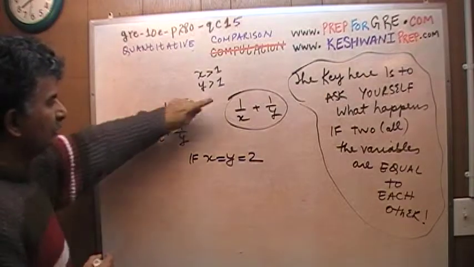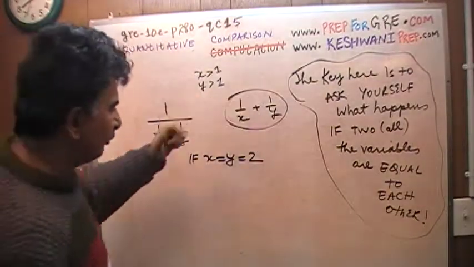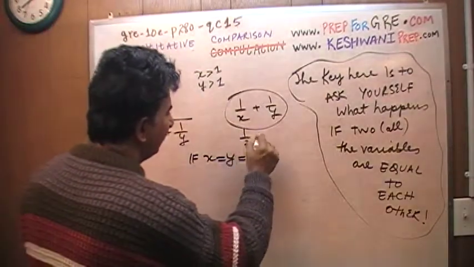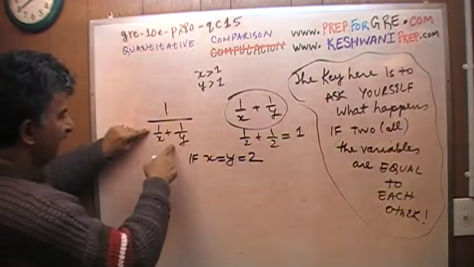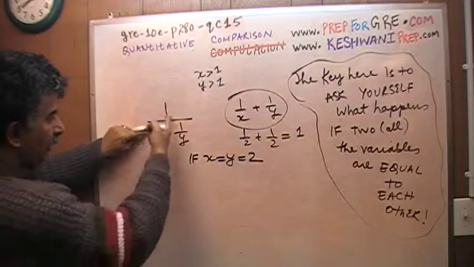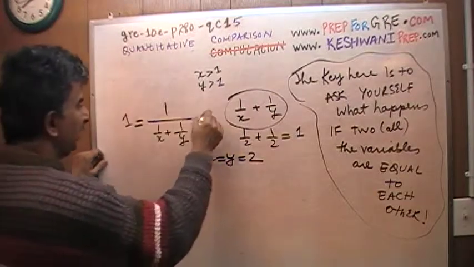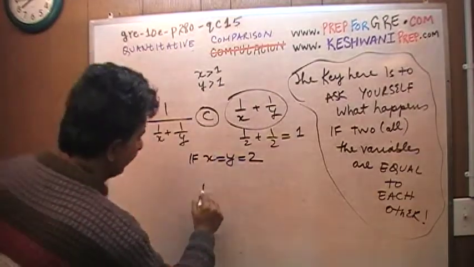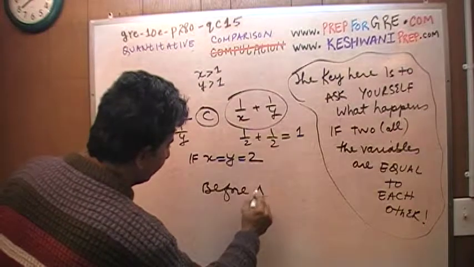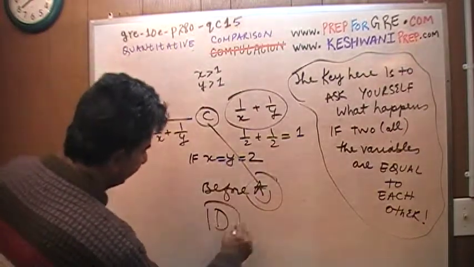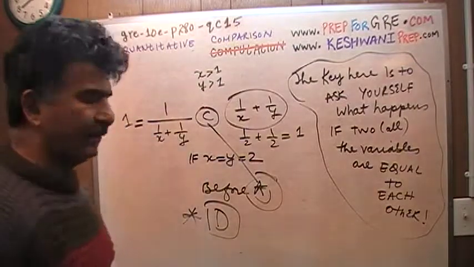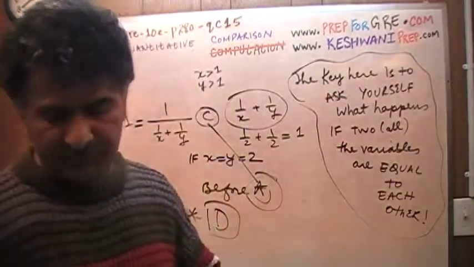If I plug in 2, this becomes half plus half, which is 1. This becomes half plus half, which is 1. And here I'll end up with half plus half, which is also 1. 1 over 1 is also 1. Voila! Now we have an answer of C. Before we were getting A. Now we have C, therefore the answer is D. And that's all it is. That was the only trick here. Making the two variables equal to each other.